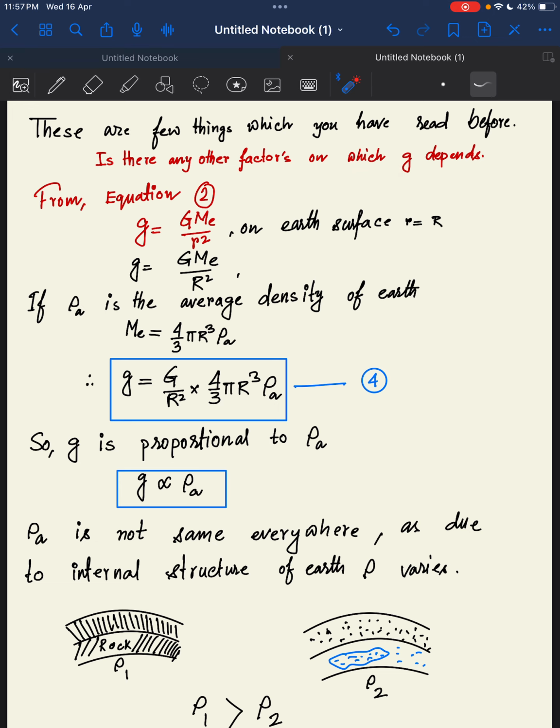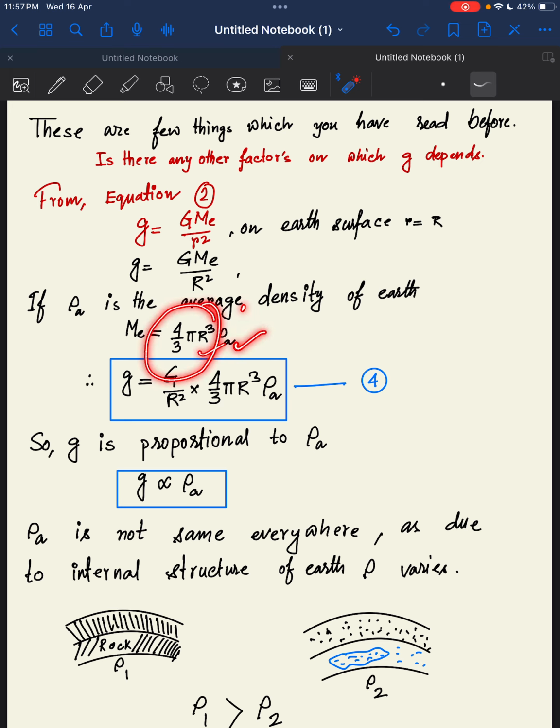So if you look at the formula that g is GM by r square, and on the earth surface your small r is equal to the radius of the earth. So we can write GM by r square. So if we consider that rho average is the average density of the earth, then M equals 4/3 pi r cube into rho a.